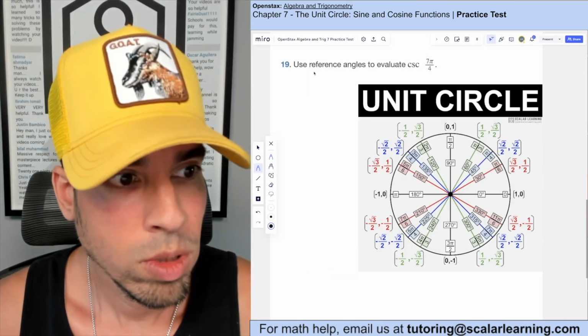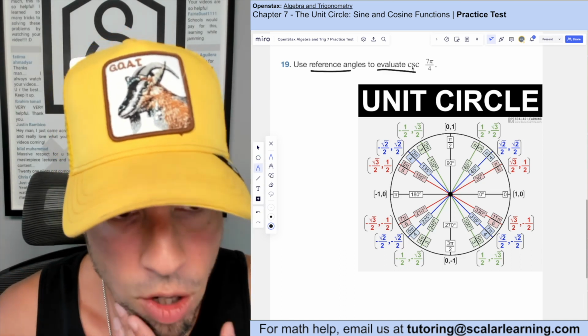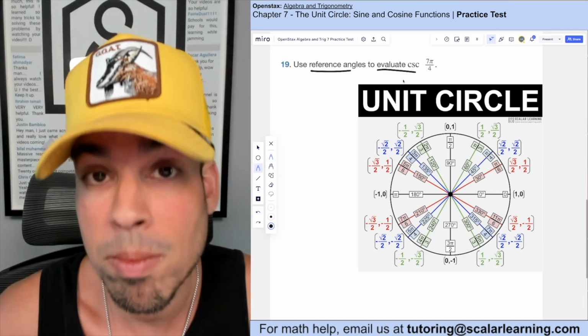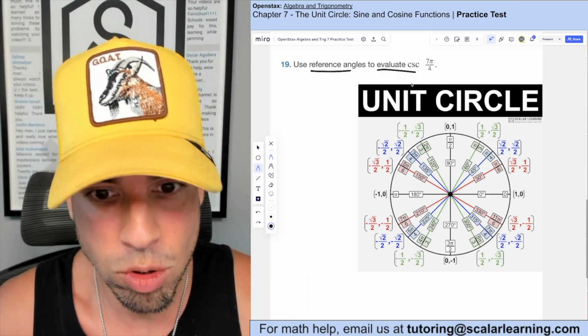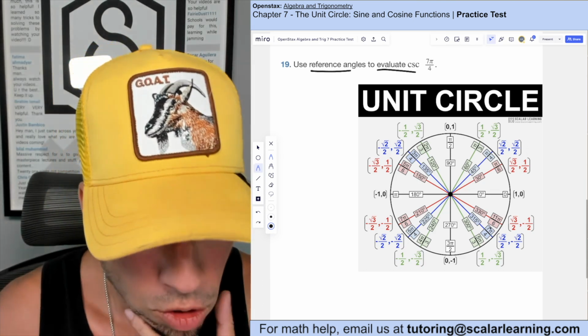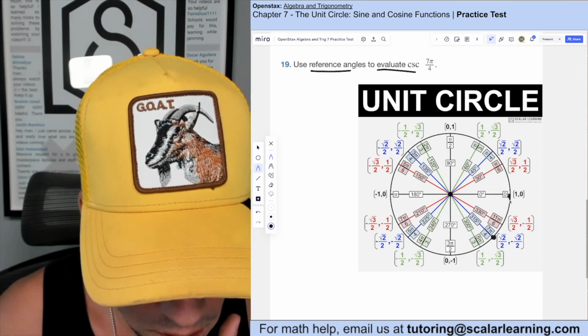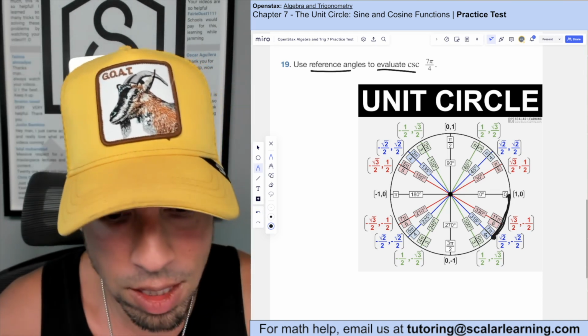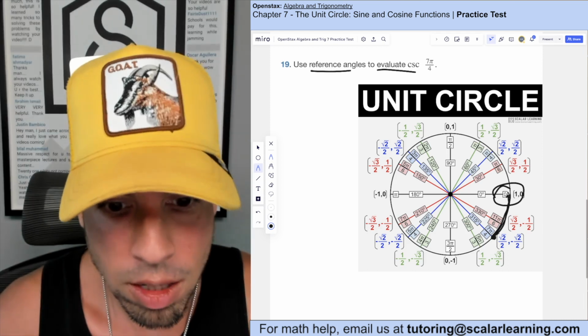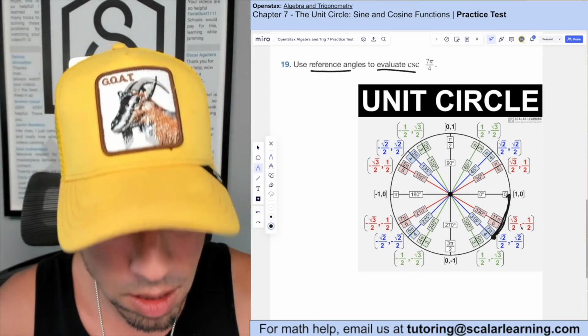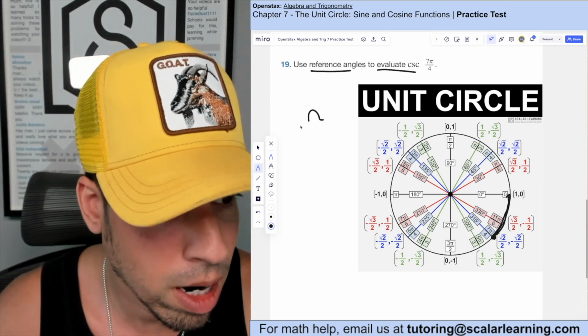Done. So this one says use reference angles to evaluate cosecant of 7 pi fourths. So I am going to tell you what the reference angle is, but I'm going to show you how to do this without a reference angle as well. So here's 7 pi fourths, right? So the reference angle is that shortest distance up to the x-axis, which in this case, since that's 7 pi fourths, this is 8 pi fourths or 2 pi. The difference or distance is pi over 4.